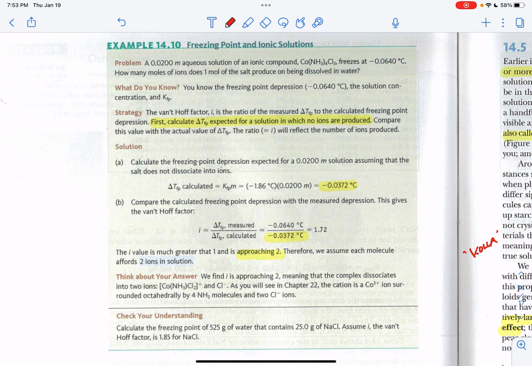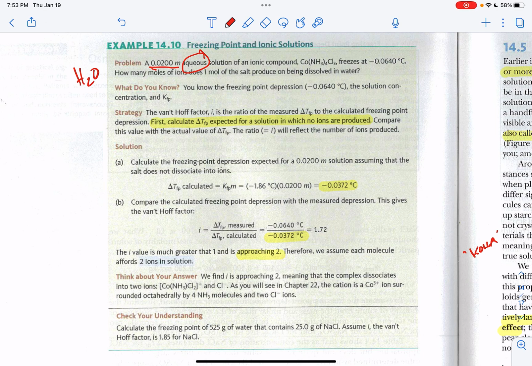So here's a problem. We have a relatively dilute solution, and notice the word aqueous here. It's easy to miss that. I've had students come up and say, what's the solvent in this problem? Well, of course, the solvent is, and I hope you're saying it out loud, if it's aqueous, it's water.